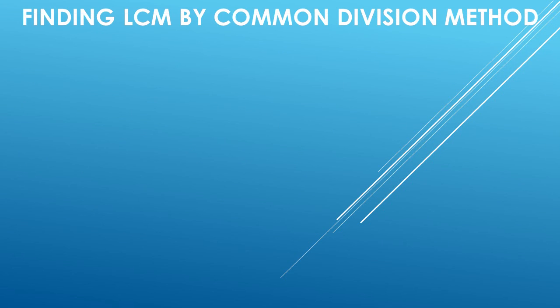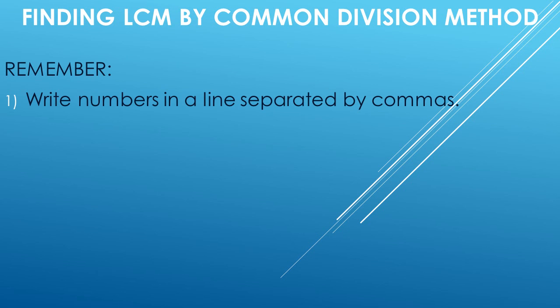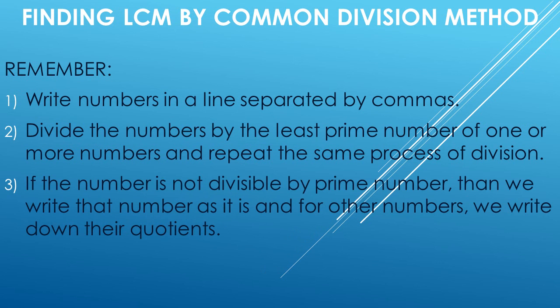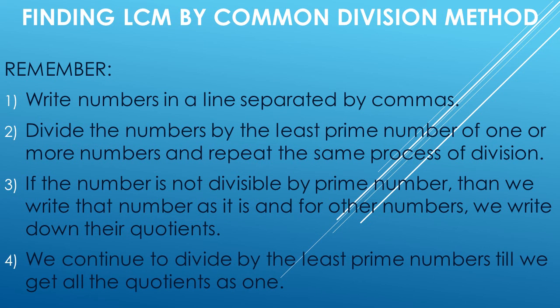Our next topic is finding LCM by common division method. You have to remember some points while solving the LCM. Number 1. Write numbers in a line separated by commas. Number 2. Divide the numbers by the least prime number of one or more numbers and repeat the same process of division. Number 3. If the number is not divisible by the prime number, then we write that number as it is, and for other numbers we write down their quotients. Number 4. We continue to divide by the least prime numbers till we get all the quotients as 1.